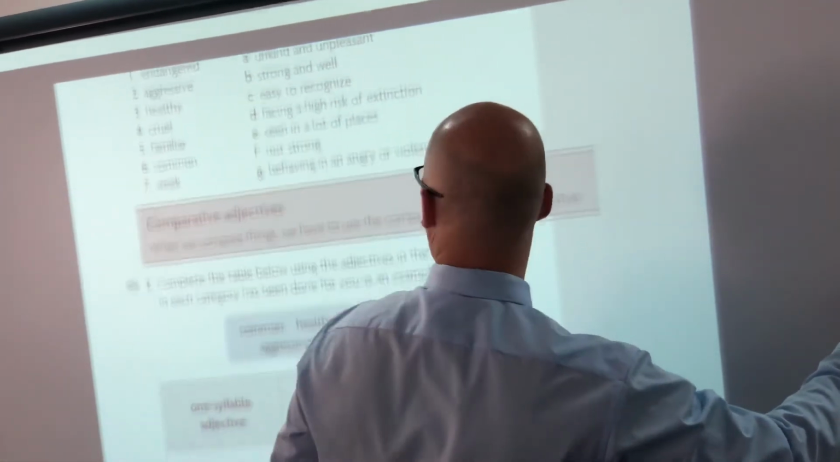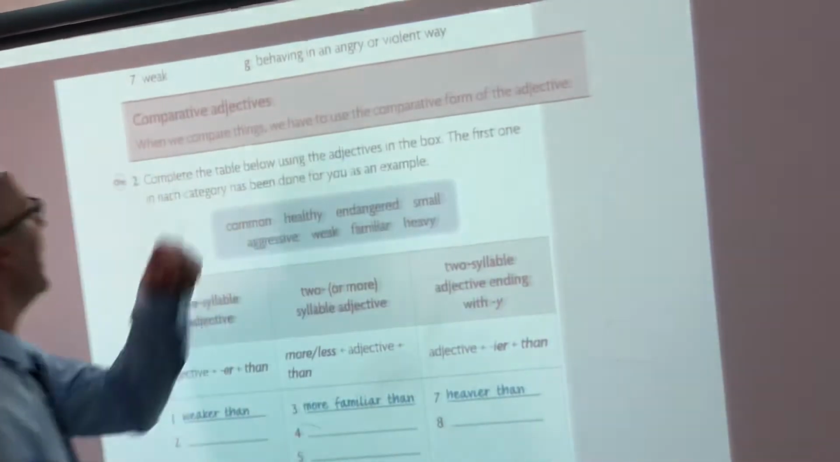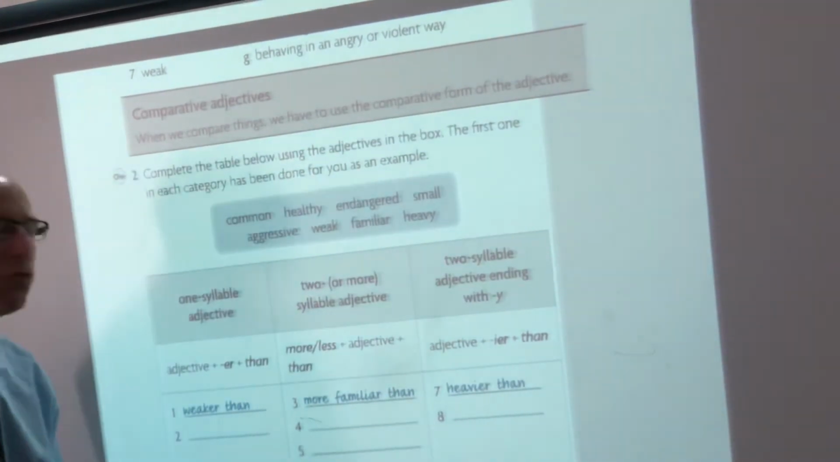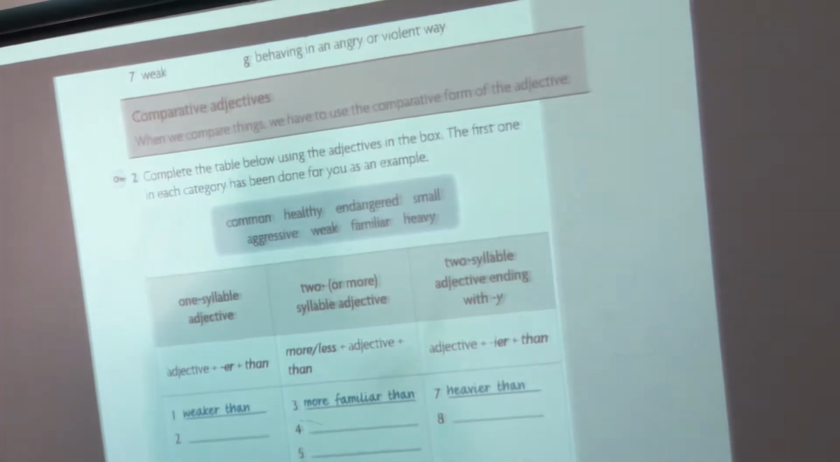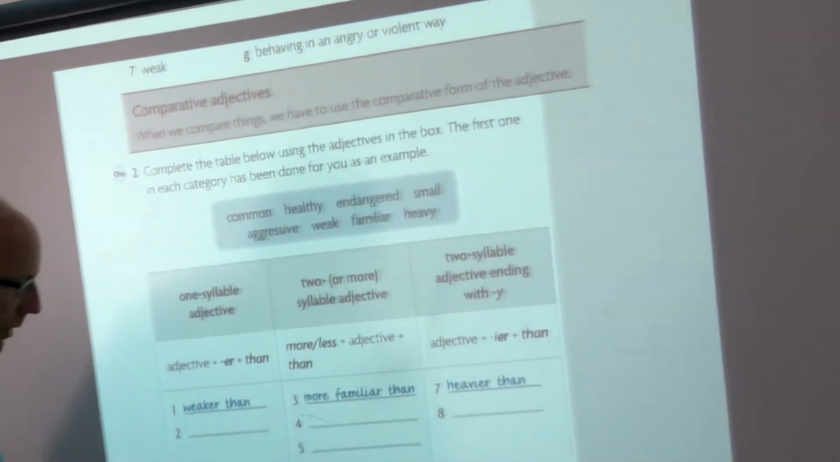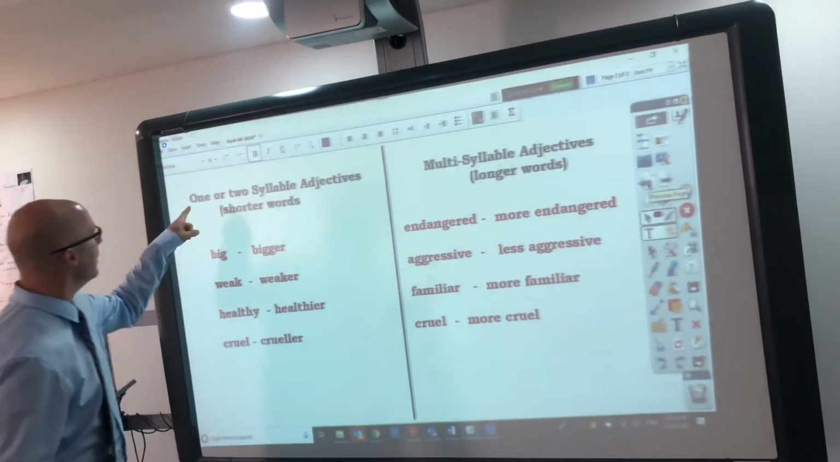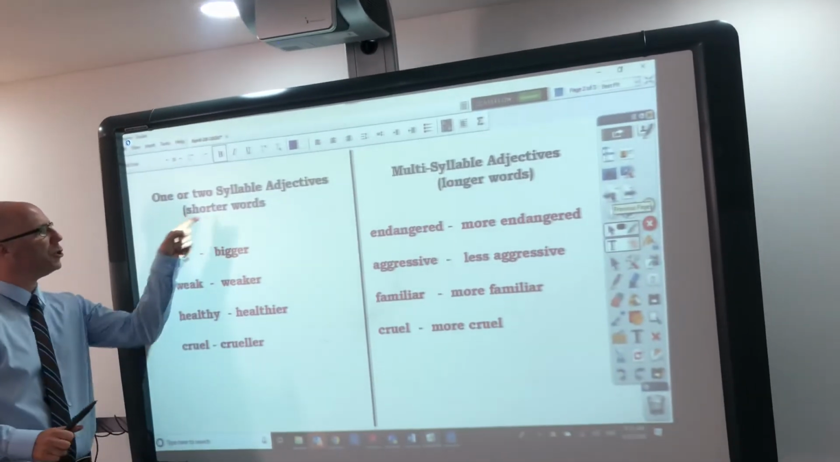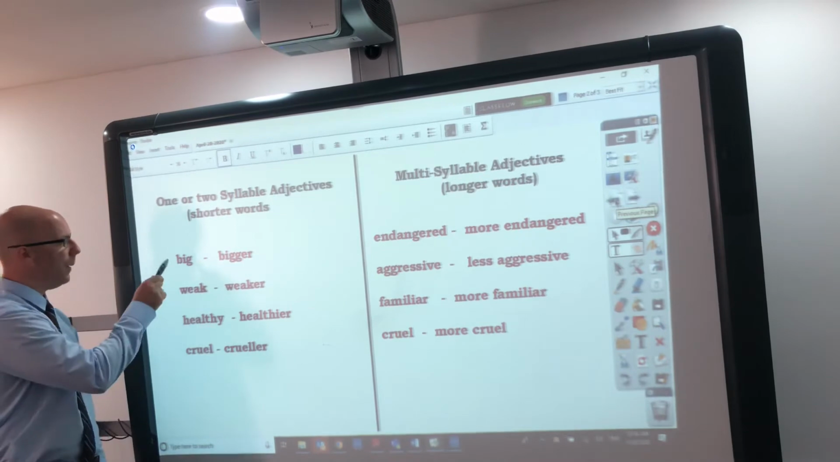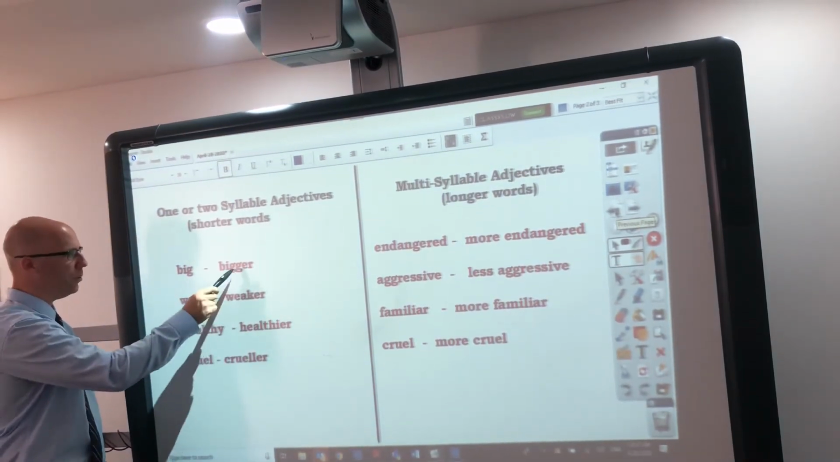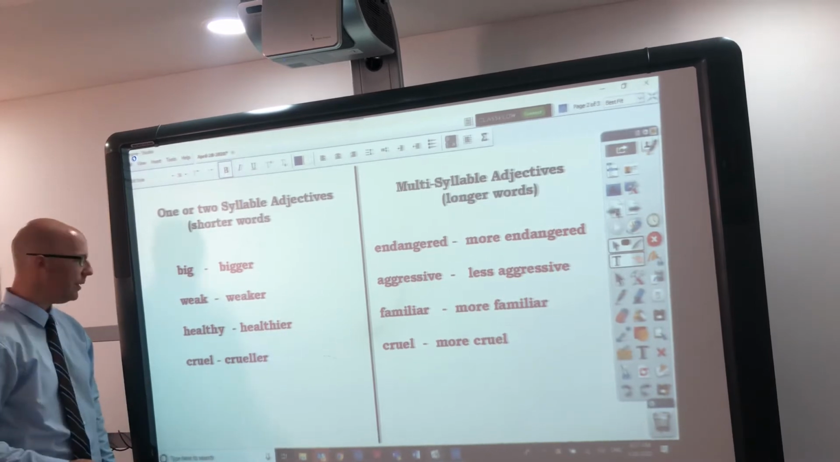I think you are. Okay, now we have comparative adjectives. When we compare things, we have to use the comparative form, so the word changes a little bit in English. All right, so let's look at comparative forms. I have that here for you. Okay, when it's one or two syllables, really shorter words. Okay, big, bigger, weak, weaker. You put an ER, quite easy.